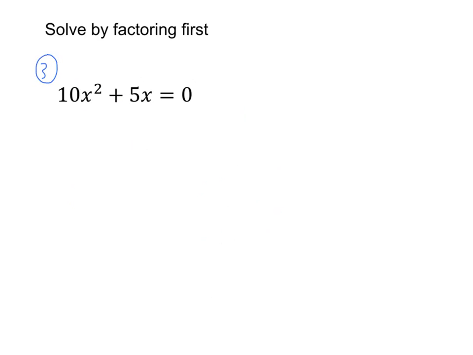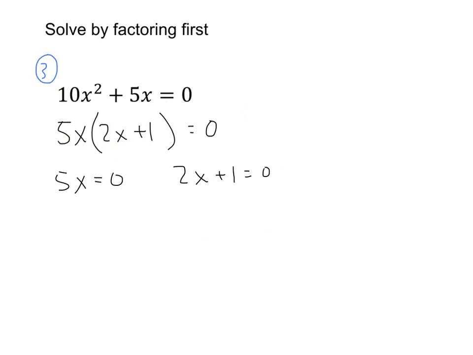There are two more, and these I would like you to do. So please pause and solve this by factoring. Let's check your work now. For this one, let's factor out the greatest common factor, which would be 5x. So we have 5x times 2x plus 1 equals 0. If this is true, using the zero product property, that implies that either 5x is equal to 0 or 2x plus 1 is equal to 0.